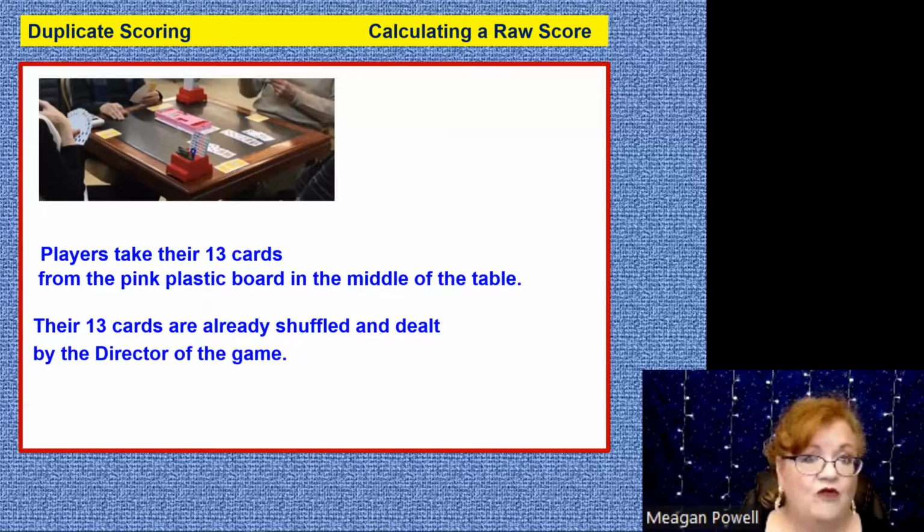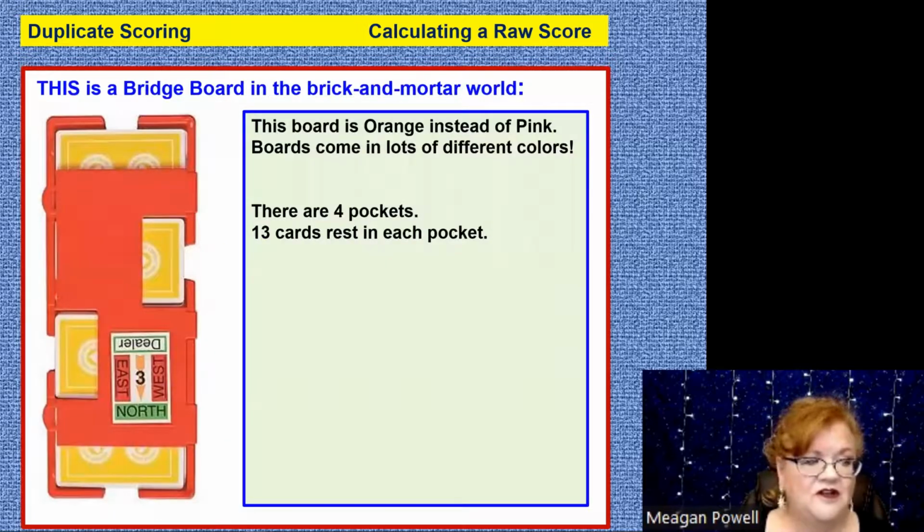The cards are already set up for a game. The director of the game has already pre-made all the hands. They take their cards out of their own individual slots and put them in order, and then they start bidding and playing. All right. Now, that pink plastic board holding the 52 cards looks a little like this.